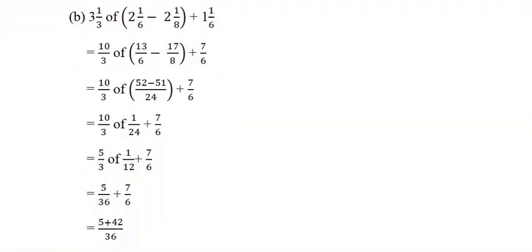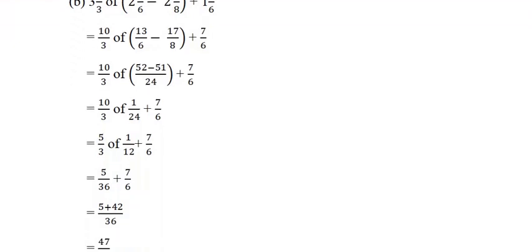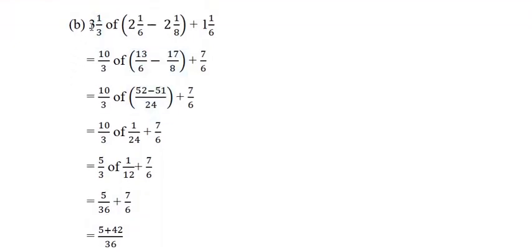So this is your question number 3B. 3 1 by 3 of this bracket, 2 1 by 6 minus 2 1 by 8, bracket closed, plus 1 1 by 6. First of all what you do is convert all these mixed fractions into improper fractions. So it will be 10 by 3 of 13 by 6 minus 17 by 8. Here you have the bracket open and the bracket closed, plus 7 by 6.